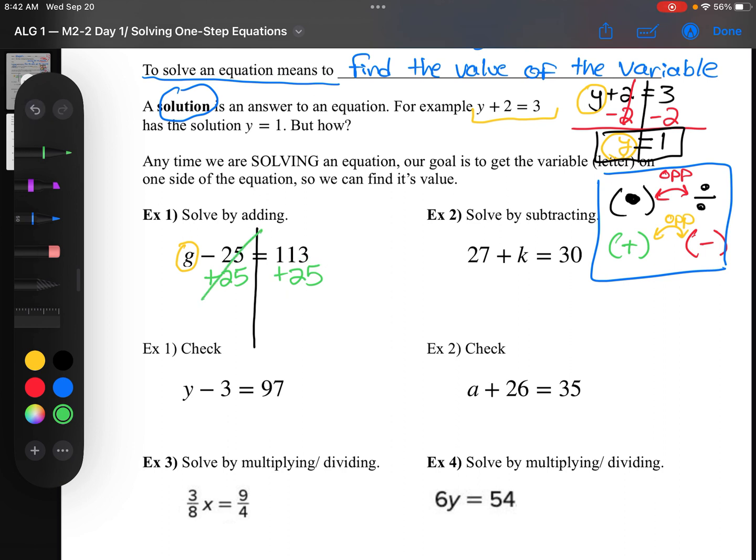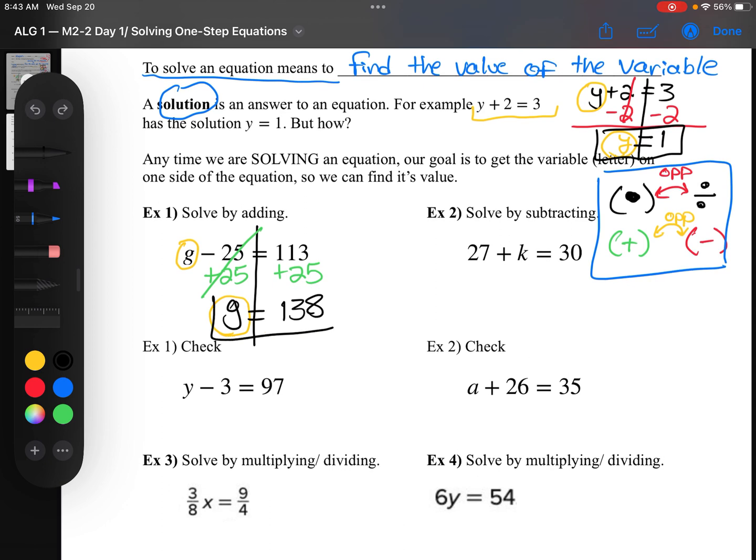Negative 25 plus 25 cancels out, and you are left with g, which is what we wanted by itself, is equal to 113 plus 25. Doing that in my calculator, I get 138. If you have your variable on one side and a number on the other side, you're done. That is your solution. Boom. So g is equal to 138.